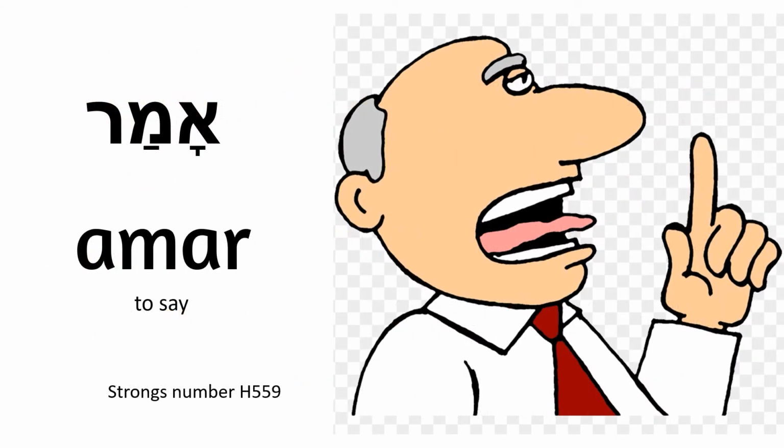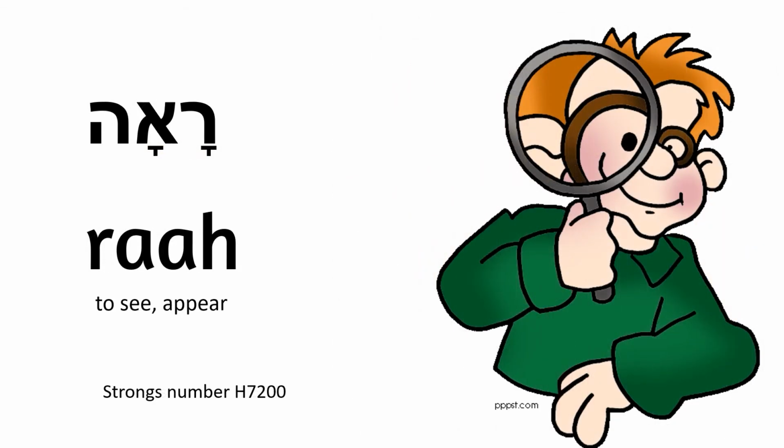So the first word is Amar. I just want to point out that most Hebrew root words use the vowel ah. So if you don't see the vowel pointings on there, we can pretty much assume that it's going to be an ah vowel sound. So again, that's Amar, which means to say. The next Hebrew root is Ra'ah, which means to see or appear.